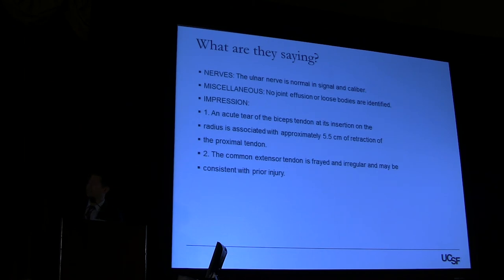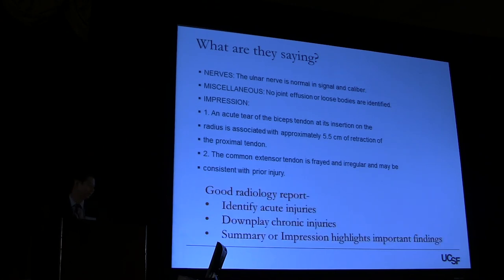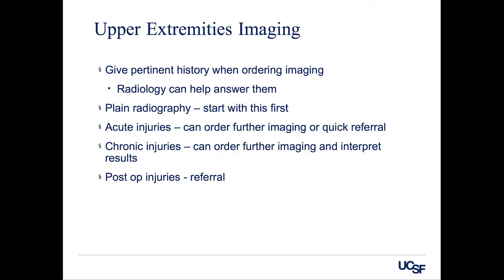And then the common extensor is frayed and irregular, so this is an old injury, okay? So this is actually very good. It identified the acute injuries, it downplayed the chronic injuries, and it also summarized the important parts in the impression. So in summary, upper extremity imaging, you want to make sure you give a good history to the radiologist when you're ordering them, and they can help answer your questions a little bit more directly.